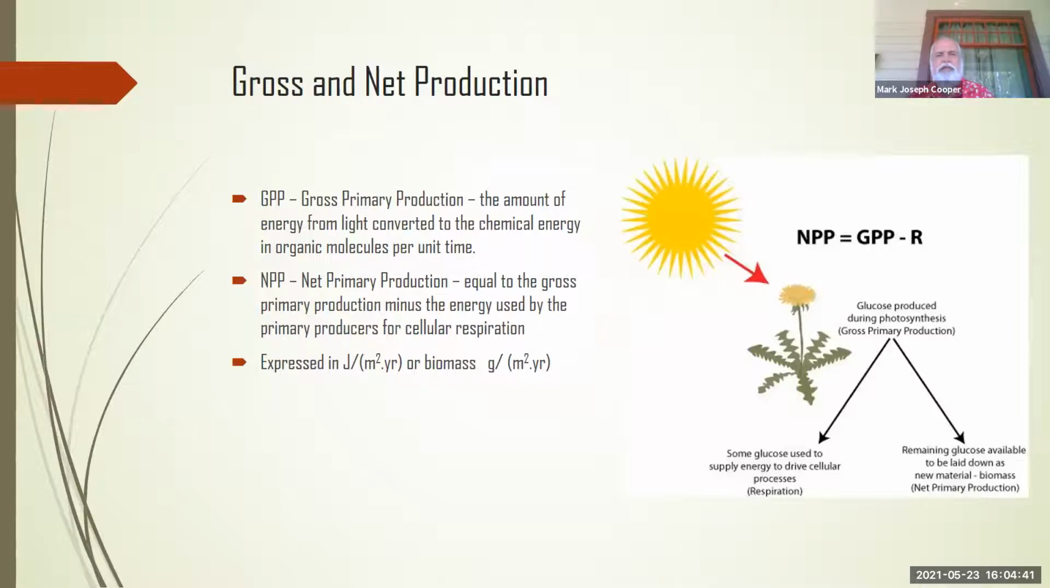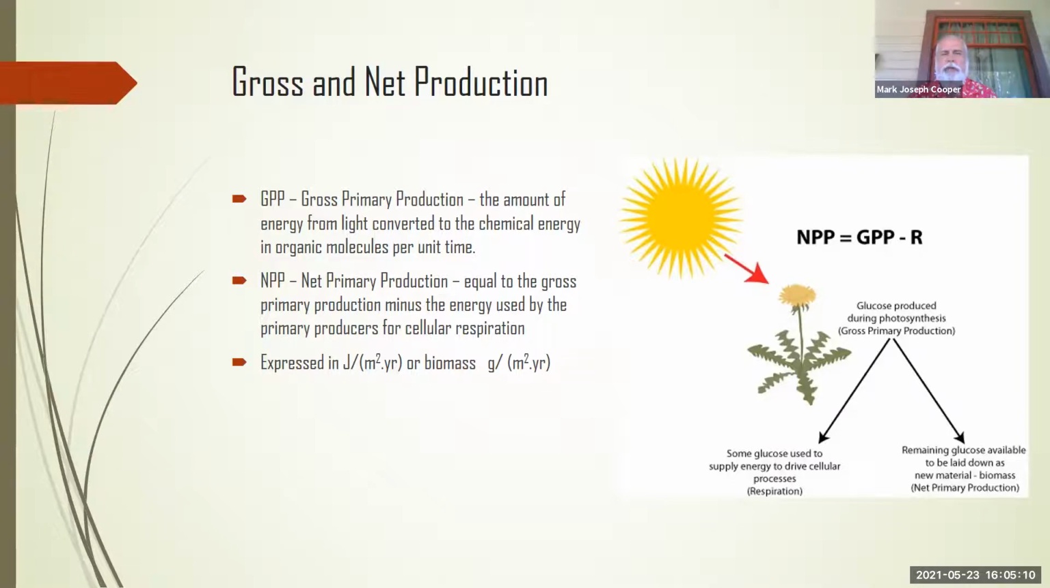And then there's the idea of gross primary production. That's really how much energy is converted into glucose by photosynthetic organisms. And then there's the net PP, which is like the gross amount of money you make on your paycheck, and the net is what you take home. So this is kind of the same thing.